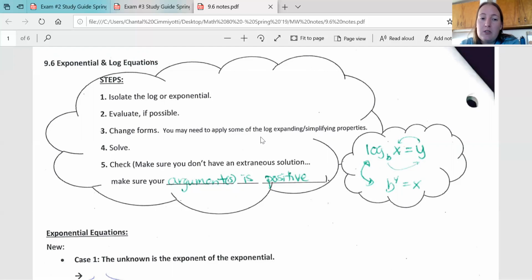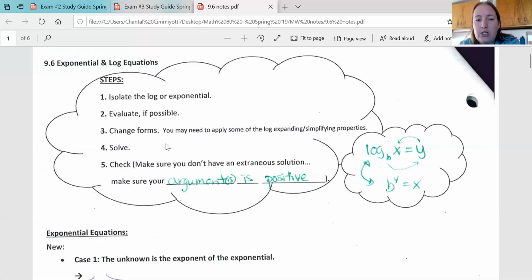So either you can solve it in the format it's in, or you need to change forms and then you can solve. And then there is the potential for extraneous solutions. Again, bases and arguments must be positive. Typically, we don't see many issues with the base part, but the argument is often the extraneous solution that will come into play. So make sure your argument is positive.